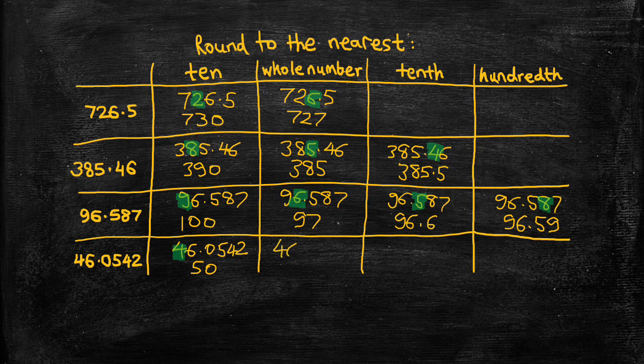Next one, 46.0542 again, and round that to the nearest whole number. So do we leave the 6 as a 6 or round it up to 7? Well, the next digit over is a 0, so we leave it as a 6.